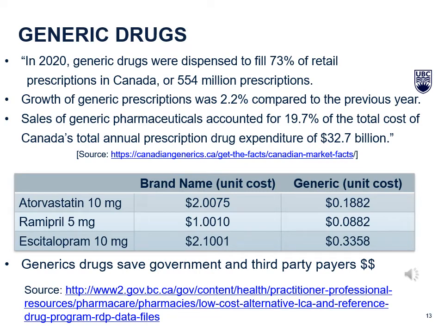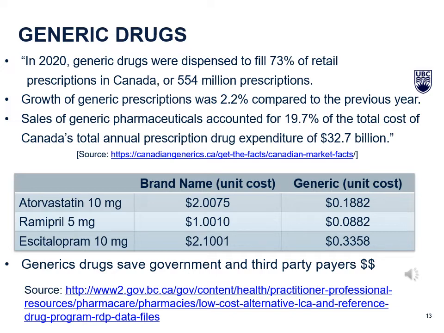So how prevalent are generic drugs on the Canadian market? In 2020, generic drugs were dispensed to fill 73% of retail prescriptions in Canada. This is a growth of 2.2% compared to the previous year. The sales of generic pharmaceuticals accounted for 19.7% of Canada's total annual prescription drug expenditures.